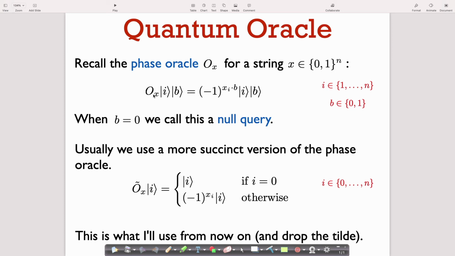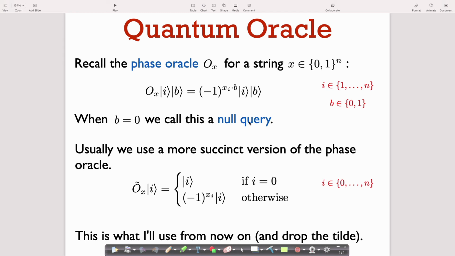And so the oracle for input x on this ket I, ket b, if b is set to 1 and xi is set to 1, then it's going to multiply the phase by -1. Okay, and otherwise it's going to do nothing. So you see that when b is equal to 0, then the oracle always acts as the identity. It just doesn't do anything. And we call this a null query.